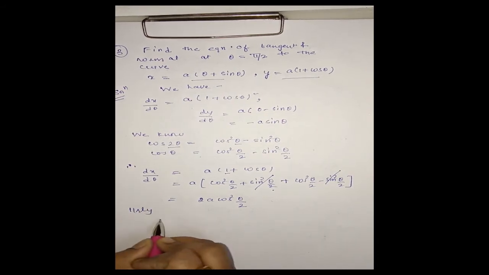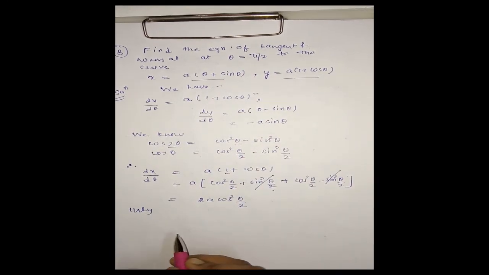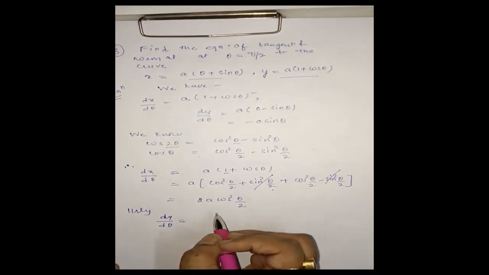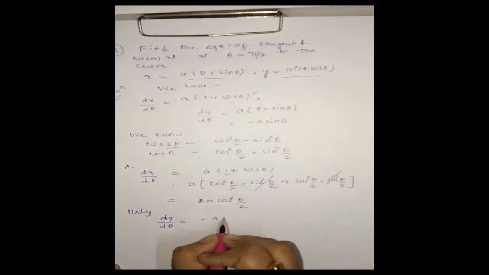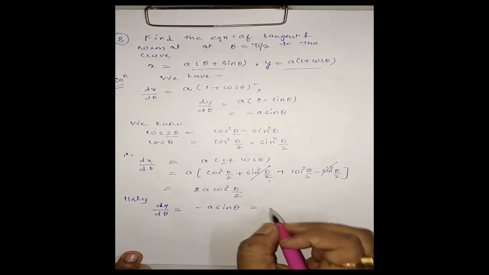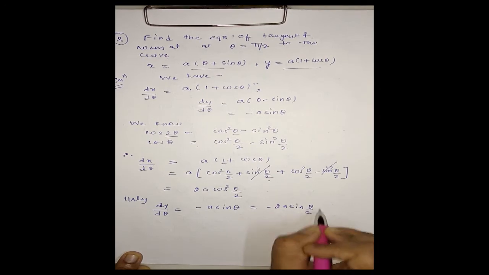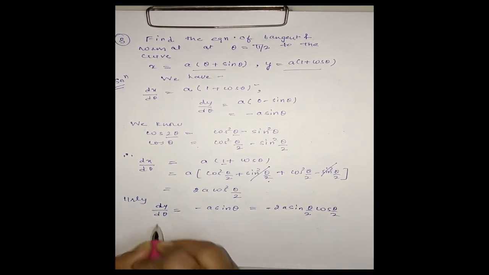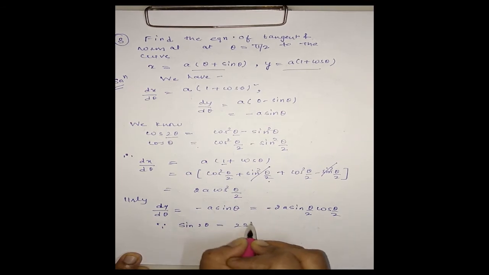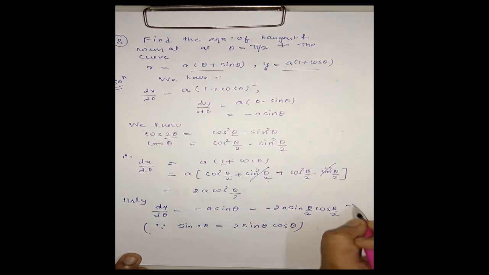Similarly, I know sin 2θ is 2 sin θ cos θ. Therefore, we can simplify this as minus a sin θ, which can be written as minus 2a sin(θ/2) cos(θ/2). Since sin 2θ is 2 sin θ cos θ, I can write this in this form.